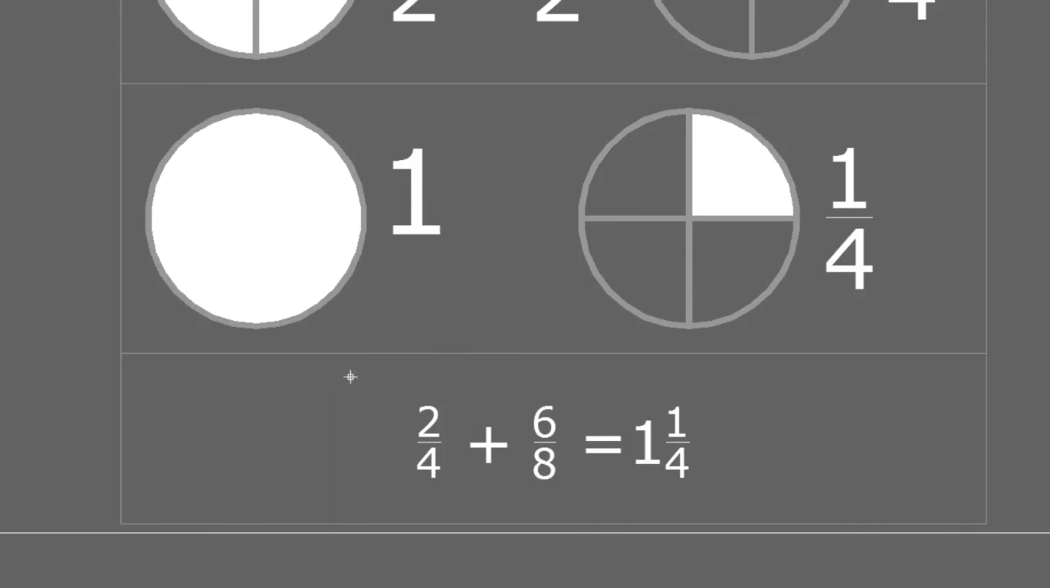You can do it by the underlined x method. You can do it by the pizza method. You can use a calculator. Anyway, you're going to find the same result. 2 over 4 plus 6 over 8 equals 1 1/4, or 1.25.